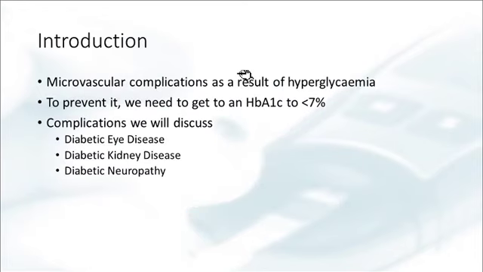Basically, microvascular complications result because of hyperglycemia in the diabetic patient, and to prevent them we want to get the HbA1c to less than 7% in most patients. Obviously this is not optimal in the elderly. Complications that we're going to discuss in this lecture include diabetic eye disease, diabetic kidney disease, and diabetic neuropathy.